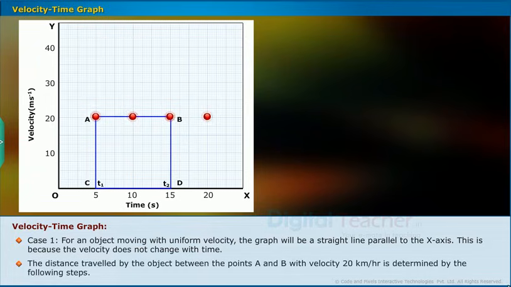The distance travelled by the object between the points A and B with velocity 20 km per hour is determined by the following steps.